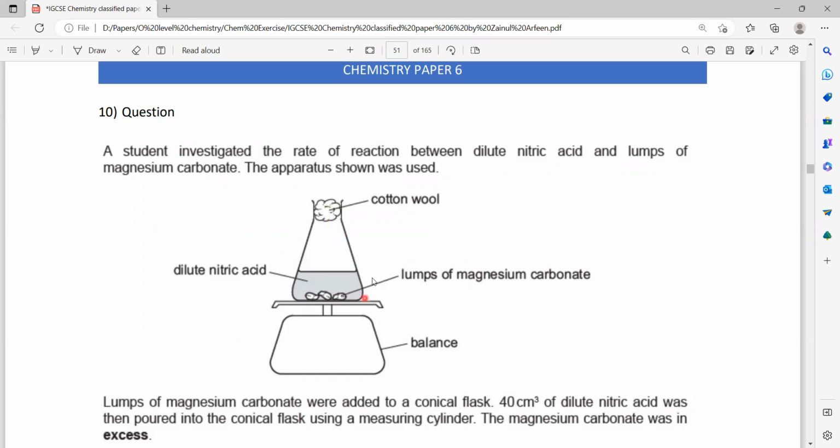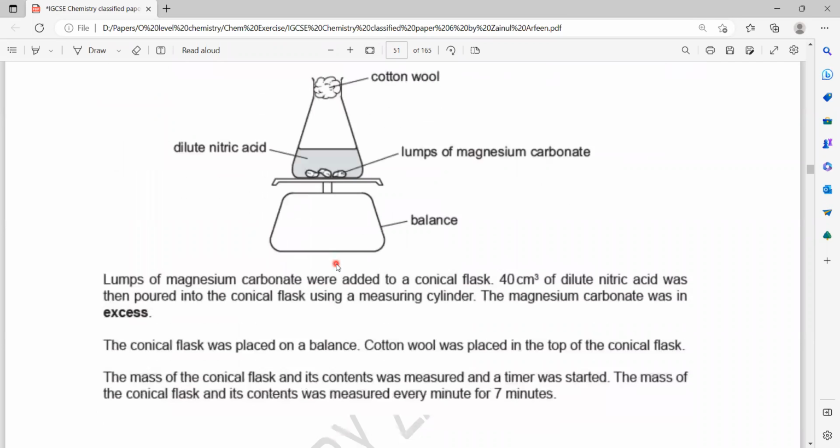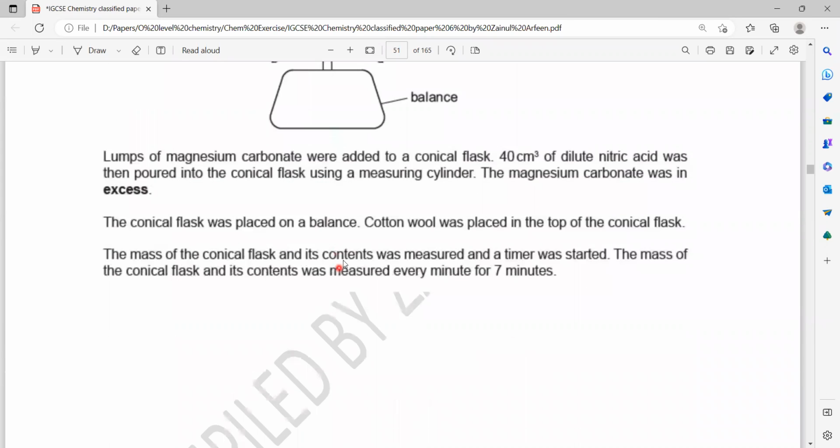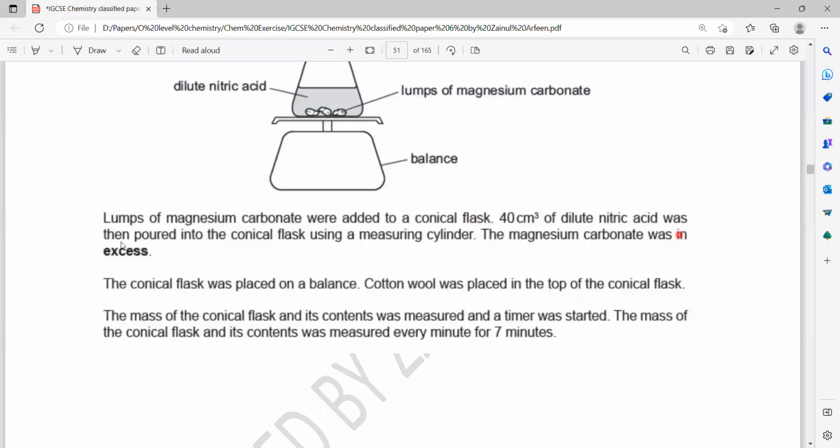As the gas escapes, the mass of the contents in the flask will decrease. So we can measure the change in mass over time to get the rate or speed of this reaction. Lumps of magnesium carbonate were added into a conical flask. 40 cm cubed of nitric acid was then poured into the conical flask using a measuring cylinder. Then magnesium carbonate was in excess.